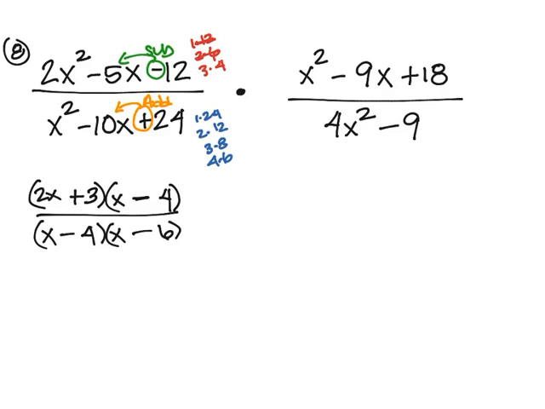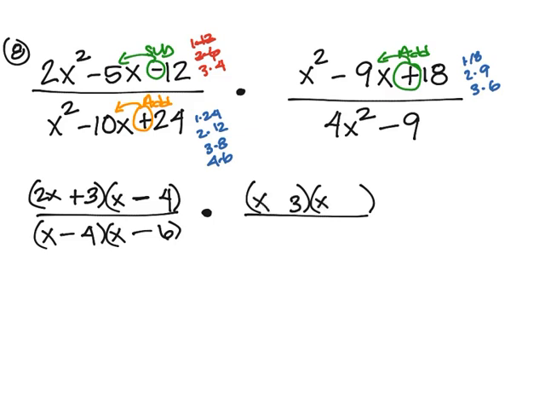Okay, we go to the top, x times x. Got our 2 parentheses. We're adding to get 9. And with 18, you got 2 and 9, but you also got 3 and who? 6. So which one we using? 3 and 6. And again, if we adding and he's negative, they both got to be negative.